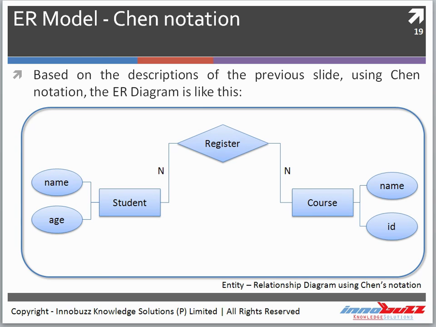Based on the definitions we have seen so far, here's a picture of an ER diagram using Chen notation. A student has name and age, and the course has ID and name. The relationship is that a student is registered in a course.